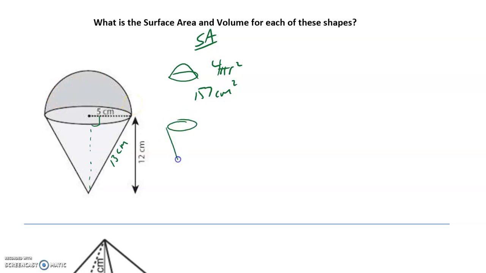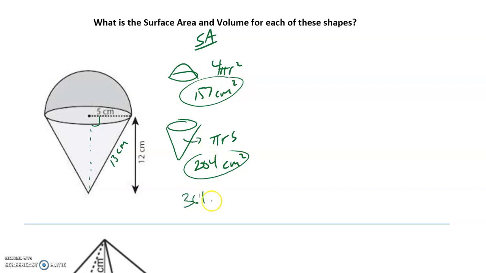And then for the cone part, we want the surface area for just the outside part, because the top part here isn't actually shown. The surface area for the cone part is pi r s, and that's where the slant value comes in. So we have pi, the radius of 5, and the slant of 13, and we get a surface area of about 204 centimeters squared. Then all I have to do is add those two together, and you're looking at around 361 centimeters squared altogether.